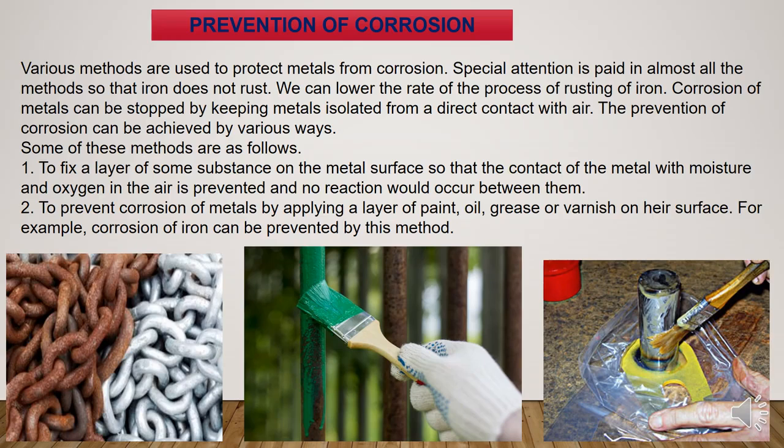But suppose the railings of our house, the sliding gates, the doors, the iron rods fitted around our building, the fencing, those are very huge. You cannot protect it every time, you cannot keep it tied up with something, right? So what are the things that could be done? To fix a layer of some substance on the metal surface so that the contact of the metal with the moisture and oxygen in the air is prevented and no reaction could occur between them.